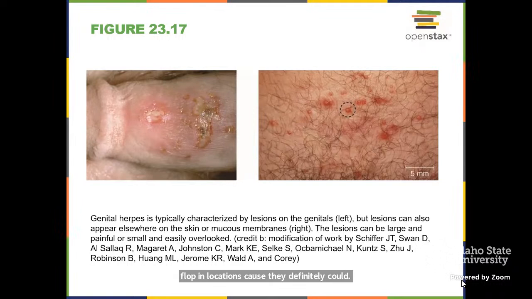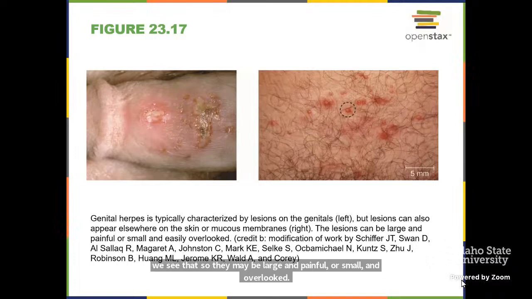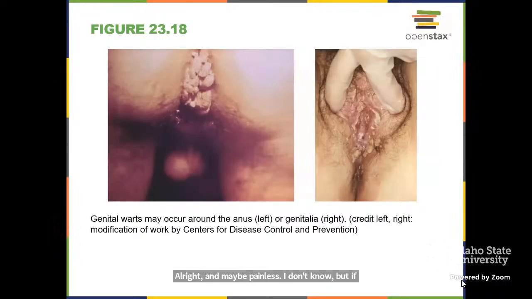And it also depends a little bit on how these lesions appear. So we can see some characteristic lesions on the penis. But as we move to other regions, like I'm assuming the groin, we can see that the lesions can be very different appearing, with almost a pimple-like appearance. So they may be large and painful or small and overlooked, and maybe painless. But if they're overlooked, you probably aren't really recognizing them.